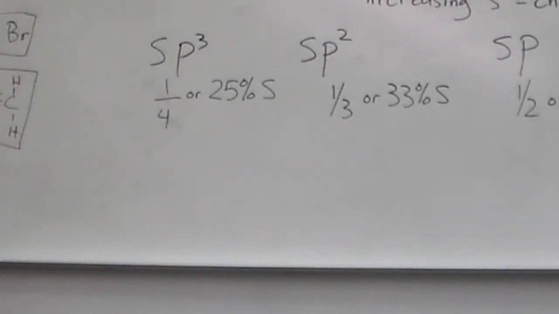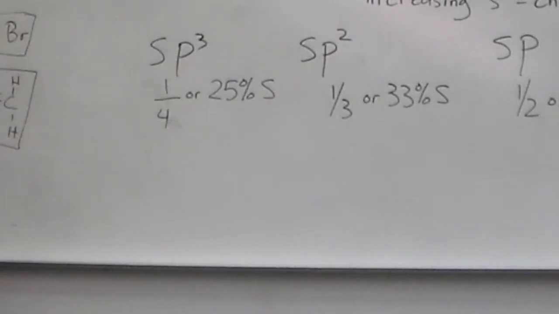Plus, how many lone pairs are around this carbon atom? 0, because the carbon wants to have 4, and it has 4. So I don't have to add any more to it, so it's 0. I will get 4. I will use s and p to make a 4. The hybridization will be sp3.